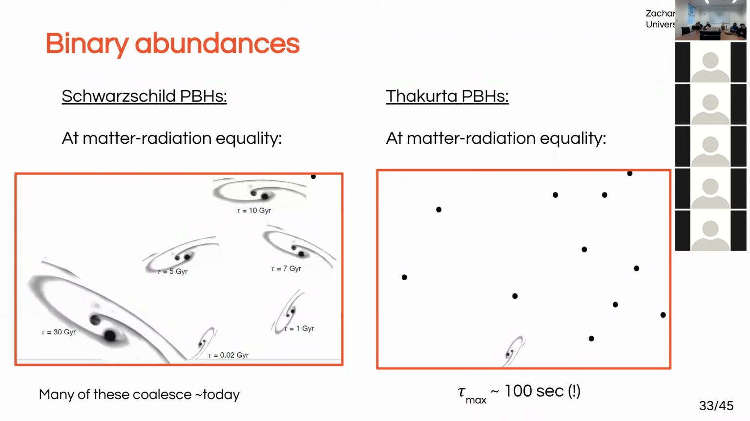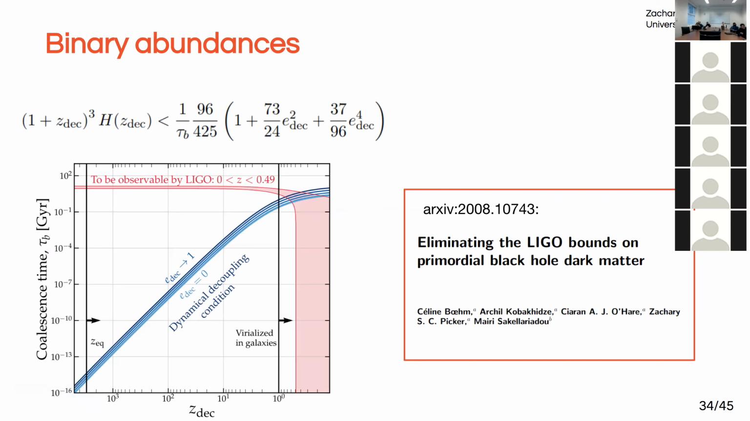In fact, after matter-radiation equality, the Schwarzschild black holes can't decouple anymore, because in matter domination, the energy drops like a to the minus 3, and so does the distance between black holes. So they can no longer satisfy the decoupling condition. But that's not true for Thakurta black holes. They can keep trying to decouple well into matter domination, as long as they satisfy the condition. And so here's an explicit plot that shows the coalescence time of a black hole binary that formed at any given time in the universe all the way up through today.